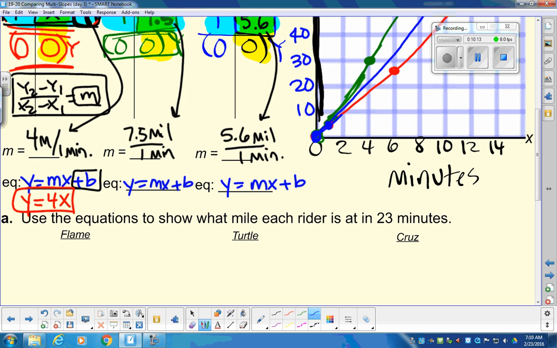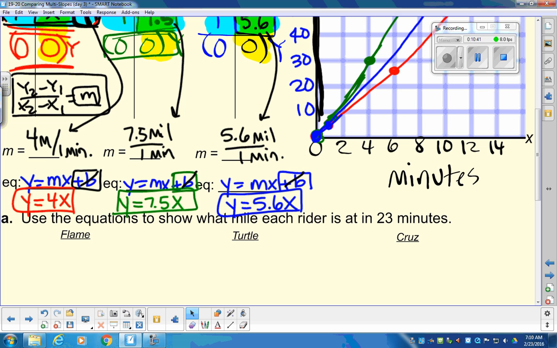Moving on to Turtle here in the middle. We have y stop sign. My slope is 7.5, x stop sign, and my y-intercept is also plus 0 because it's starting at the origin. There's my equation for Turtle. And then on the right, we have y stop sign. My slope is 5.6. We have x stop sign. There's my equation for Cruise, as the y-intercept again is 0. So all of those y-intercepts turn to 0, so we don't need those. There's my 3 equations for Flame, Turtle, and Cruise.